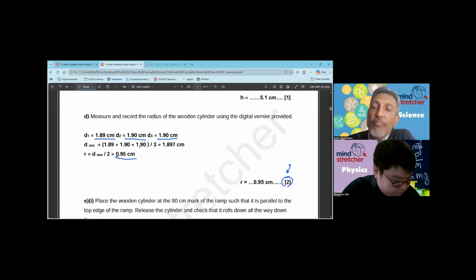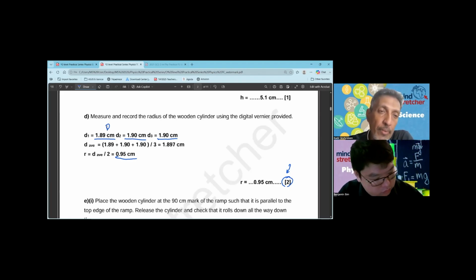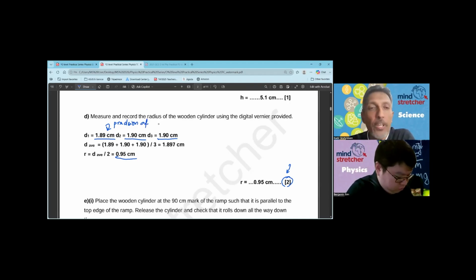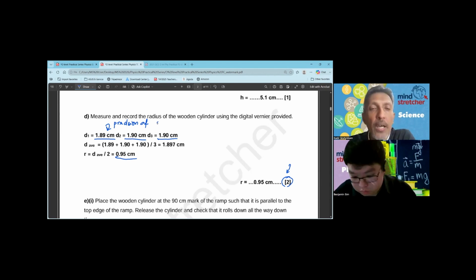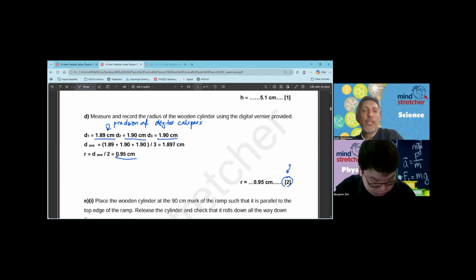Now you note that the radius is recorded to the precision of the digital vernier calipers. This is the precision of the digital vernier calipers. Okay. So finally, when you calculate the radius, you record it like that.